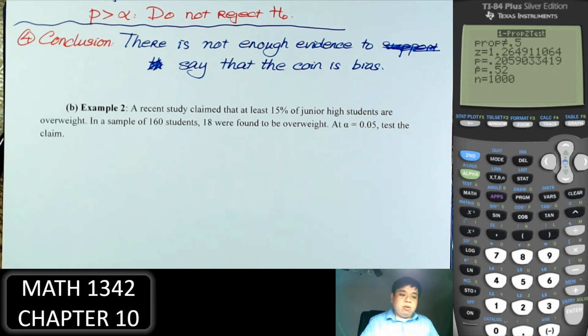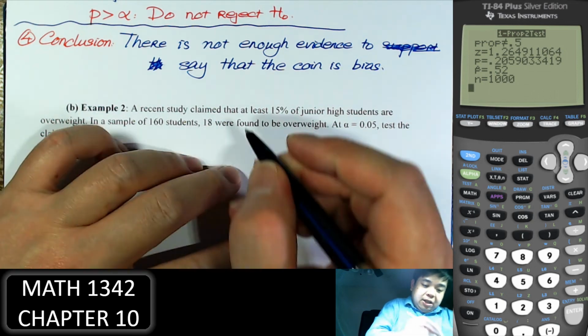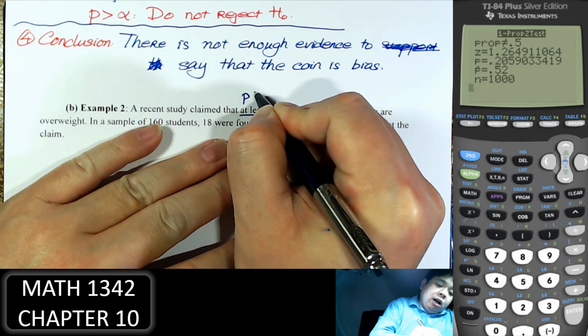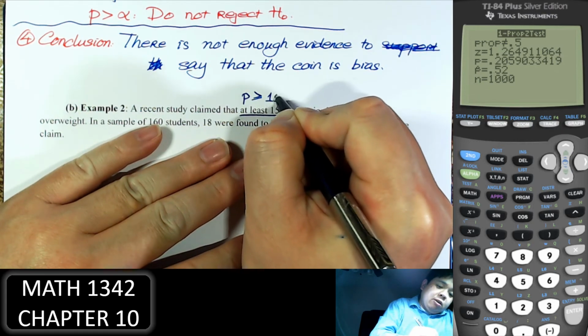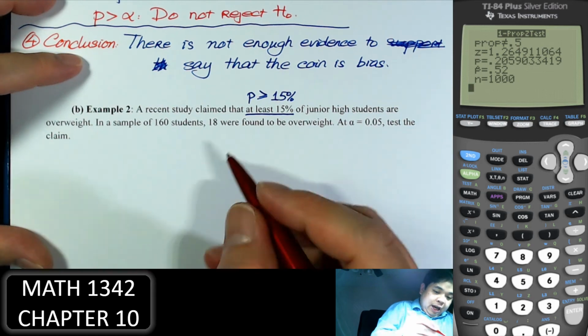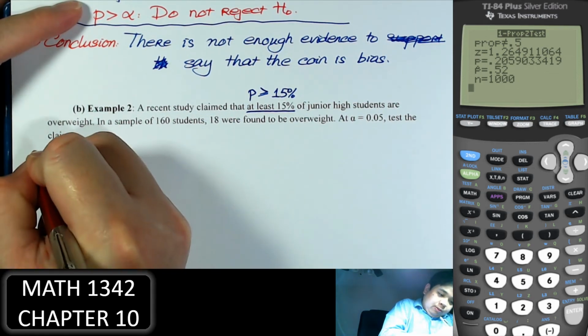Here's another example. A recent study claimed that at least 15% of junior high students are overweight. Example, 160 students, 18 were found to be overweight at 0.05. Test the claim. Right. Now first, this is at least 15%. So p at least meaning greater than or equal to 15%. At least meaning that or more. At least 15% or 15% or more.